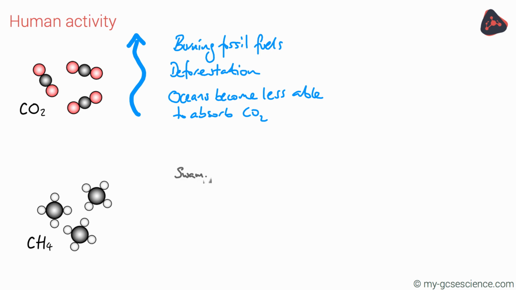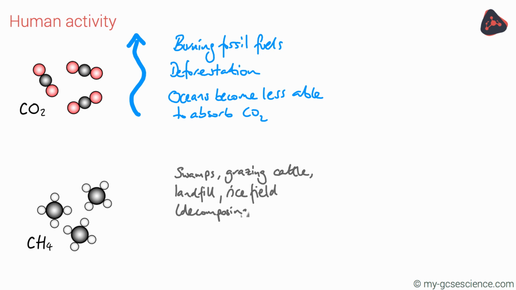Methane is produced in a different way. In general, it's produced from decomposing matter. So things like the existence of swamps, grazing cattle, landfill sites, rice fields, all contribute to the increase in levels of methane in the atmosphere.